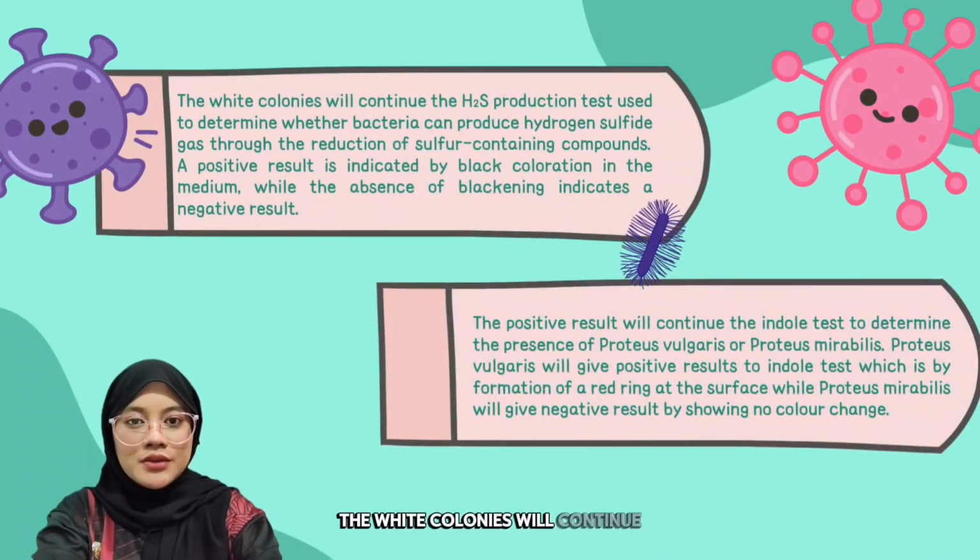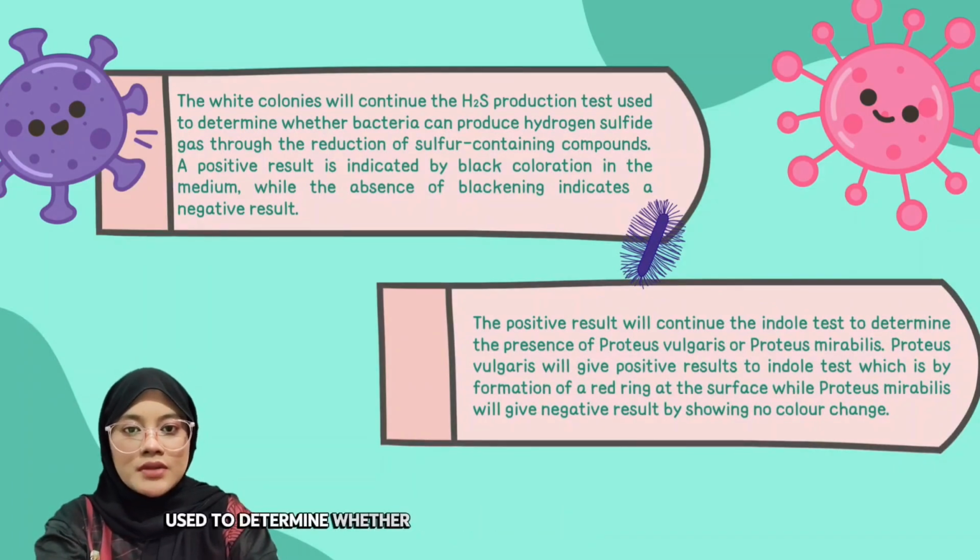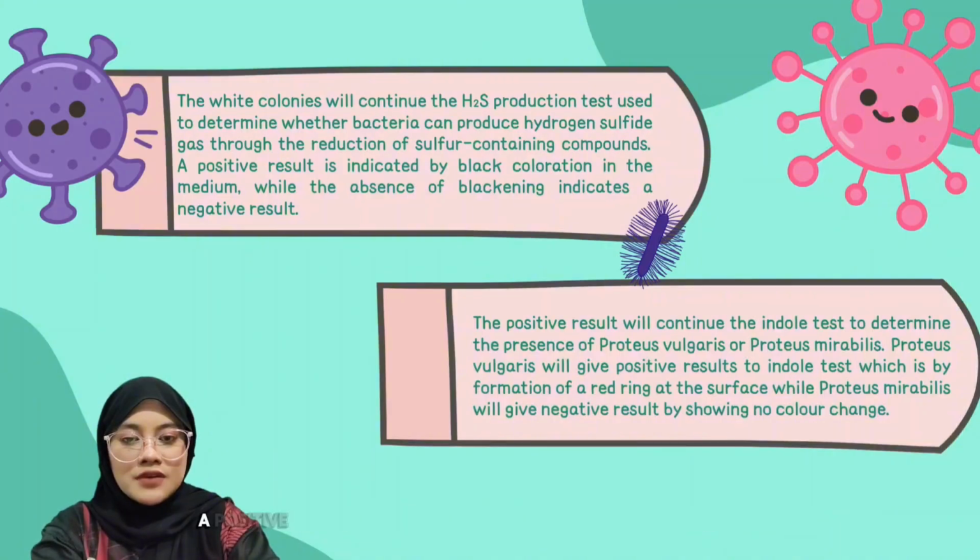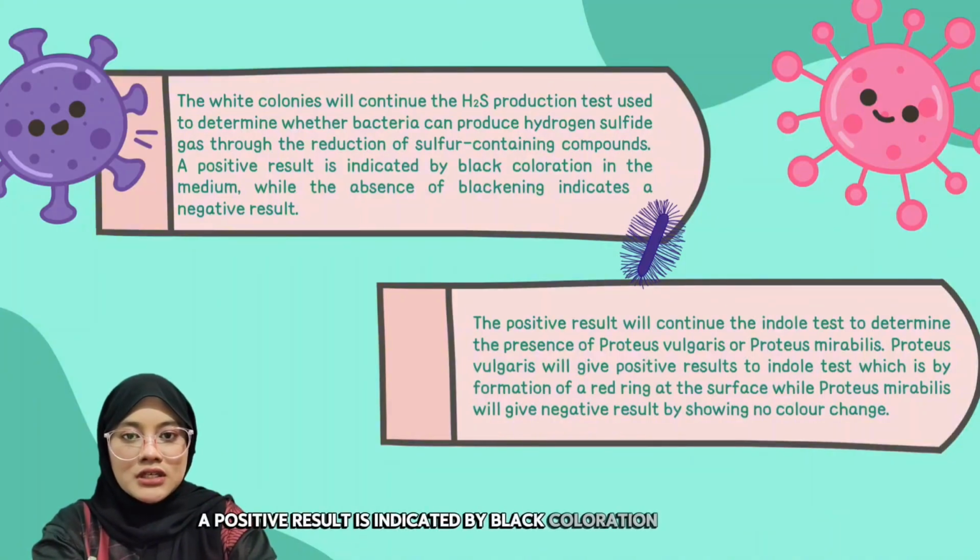The white colonies will continue to the H2S production test, used to determine whether bacteria can produce hydrogen sulfide gas through the reduction of sulfur-containing compounds. A positive result is indicated by black coloration in the medium, while the absence of blackening indicates a negative result.